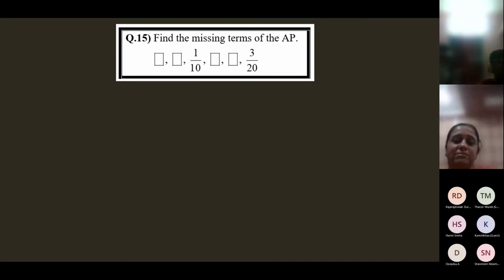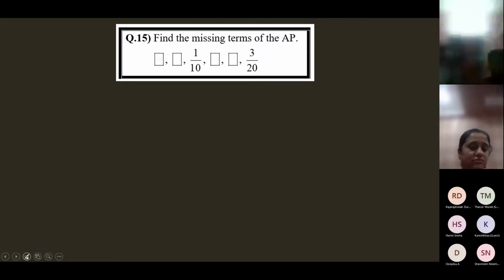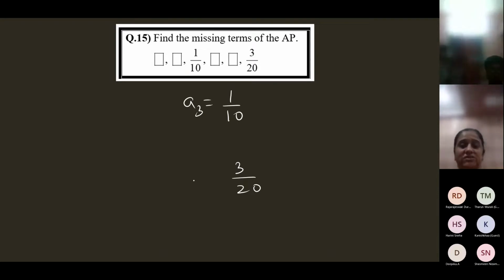Find the missing terms of the AP. So here we know 1 by 10 and 3 by 20. 1 by 10 is the third term of the AP because you can see 1, 2, 3, and 3 by 20 is the sixth term: 1, 2, 3, 4, 5, 6. 1 by 10 is the third term. A3 is equal to 1 by 10. A6 is equal to 3 by 20.